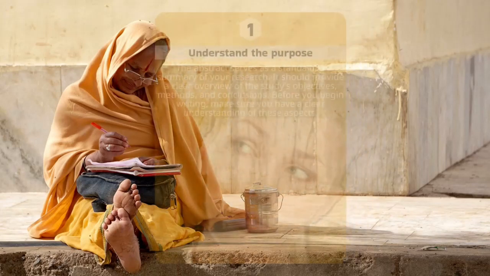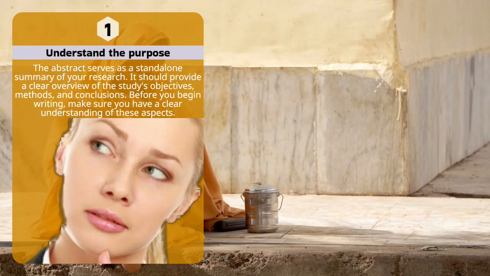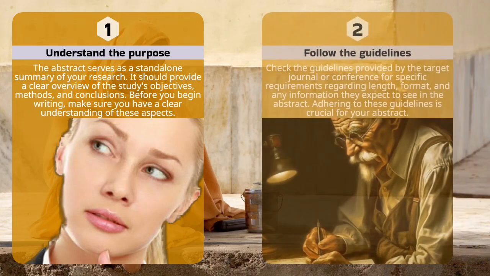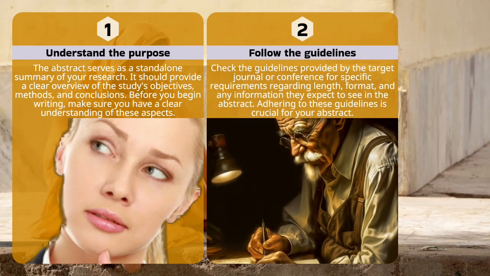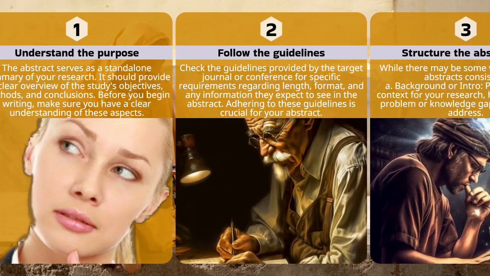To write an abstract, follow these steps. 1. Understand the purpose. The abstract serves as a standalone summary of your research. It should provide a clear overview of the study's objectives, methods, and conclusions. Before you begin writing, make sure you have a clear understanding of these aspects.